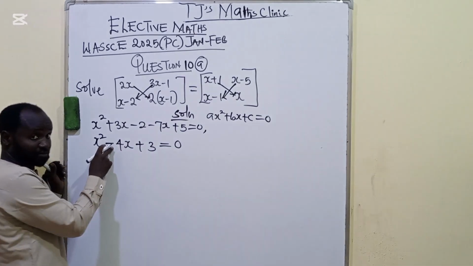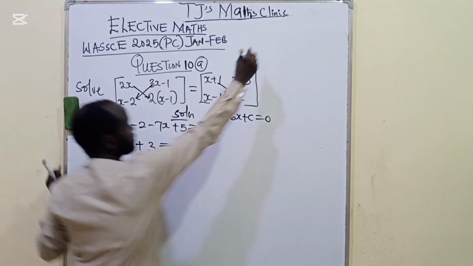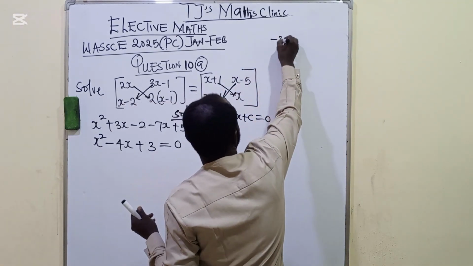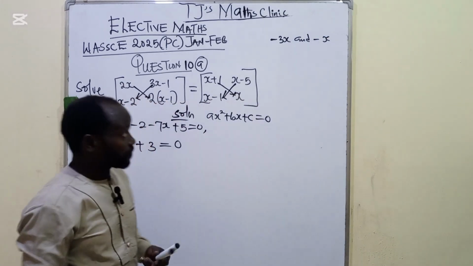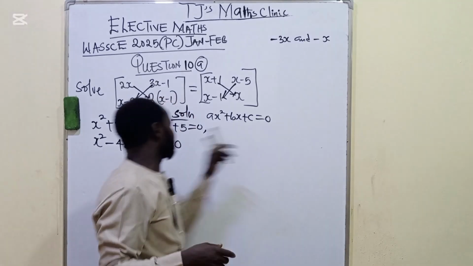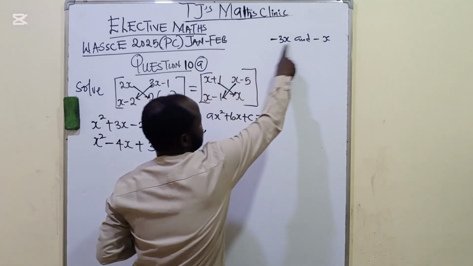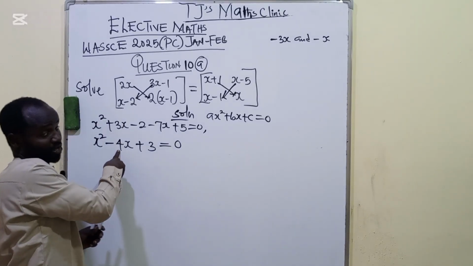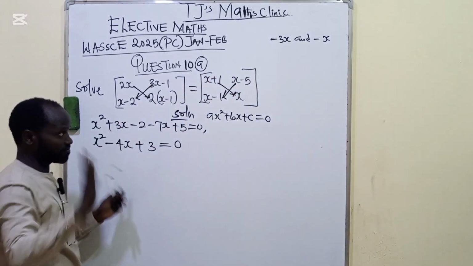Of course, since the middle term is negative and the last term is positive, the two factors will be minus 3x and minus x. Why? Because we are trying to factorize now. Because minus 3x times minus x will get minus 3x squared, then minus 3x minus x will get minus 4x. So the two factors are minus 3x and minus x respectively.